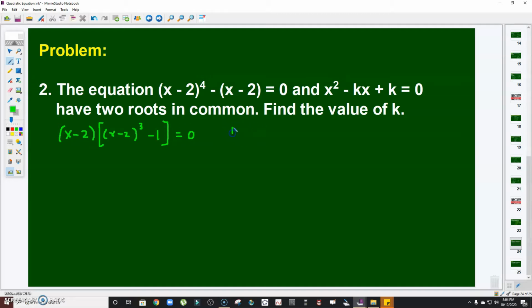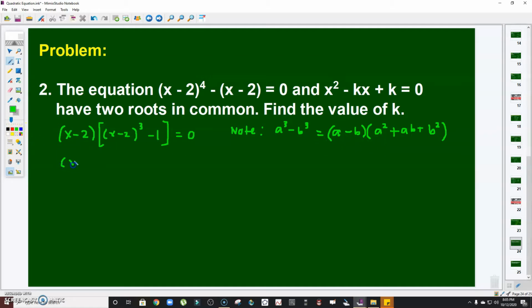Let's recall, what is the difference of two cubes? Suppose I have a cubed minus b cubed. This can be written as the product of a binomial and a trinomial. That is, a minus b, this will be my binomial. Then my trinomial is, square the first term, that will become a squared. Multiply a and b, change the sign, so that will become plus ab, plus square the last term, so that will become b squared. Remember? That's what we're going to do here.